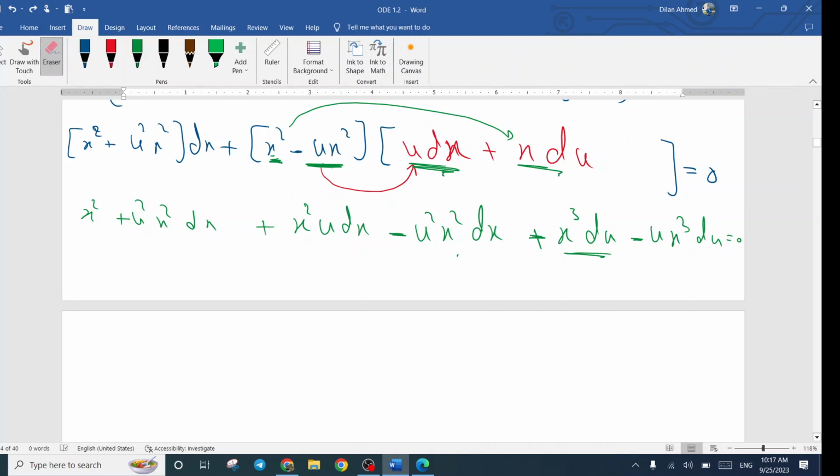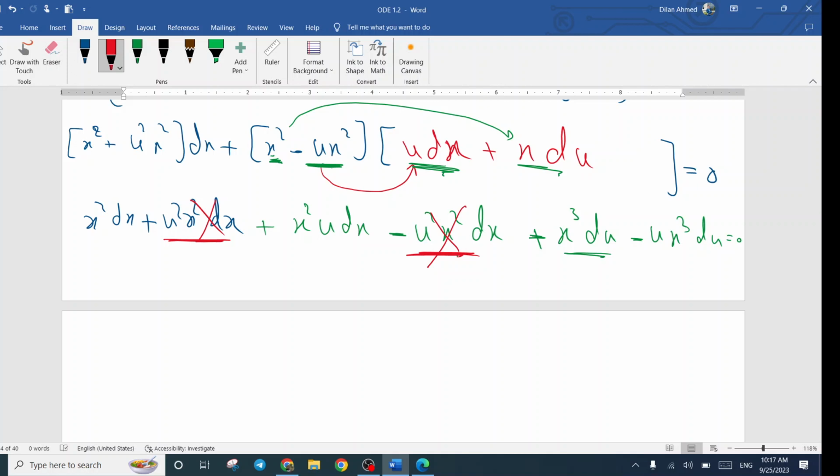Okay, clear. Good. Let's multiply again. So x squared dx plus u squared x squared dx. Let me see what's going on, how we eliminate them. The second and the fourth. The second one with the fourth one. You are right, I'll cancel. Okay. So what else?